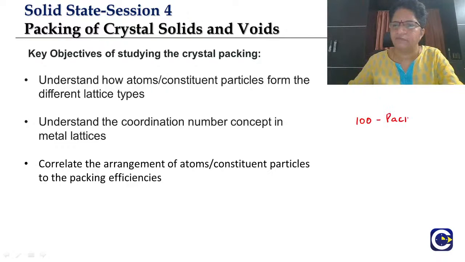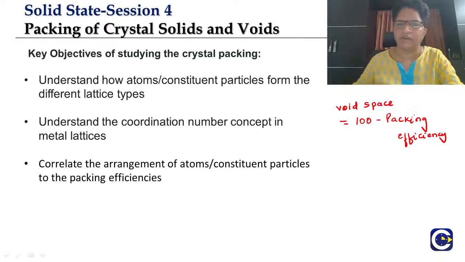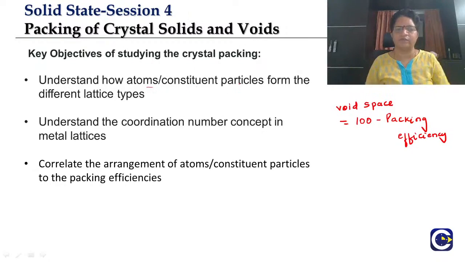This is the packing efficiency. What do we get? We get the void space. Void space is equal to 100 minus the packing efficiency. So we have seen how the atoms or the constituent particles form the different lattice types.